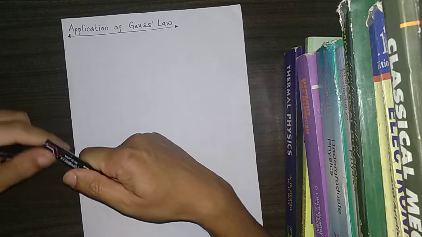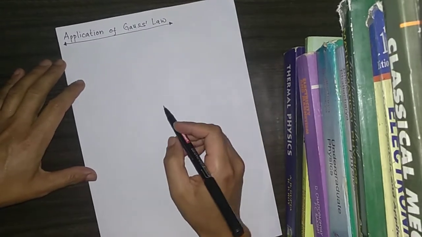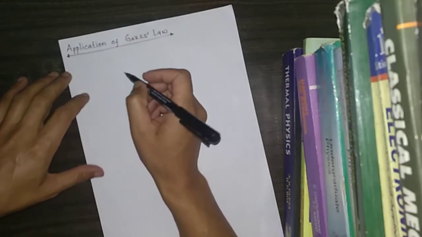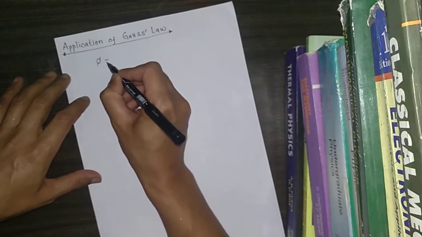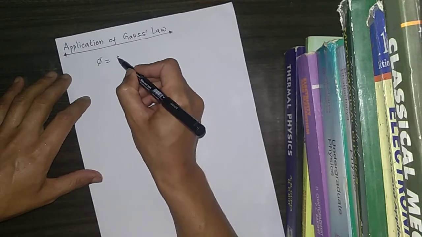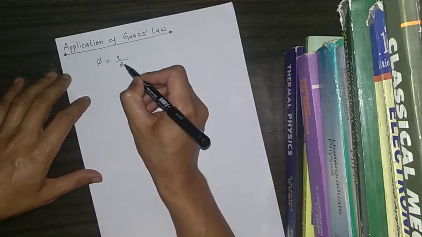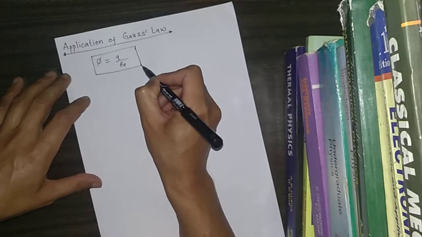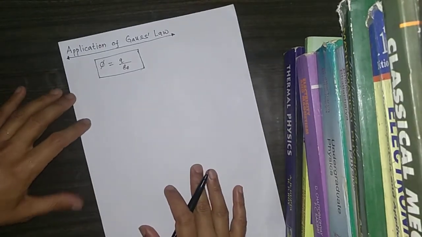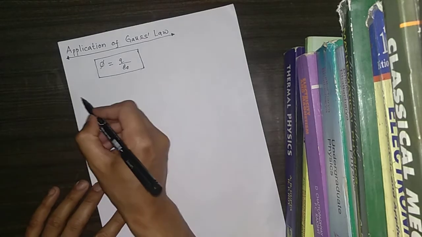The video for today is application of Gauss's law. We already discussed Gauss's law: the total electric flux through any closed surface is equal to the charge enclosed by the surface divided by the permittivity of free space. Using this law, we are going to do some of its applications.